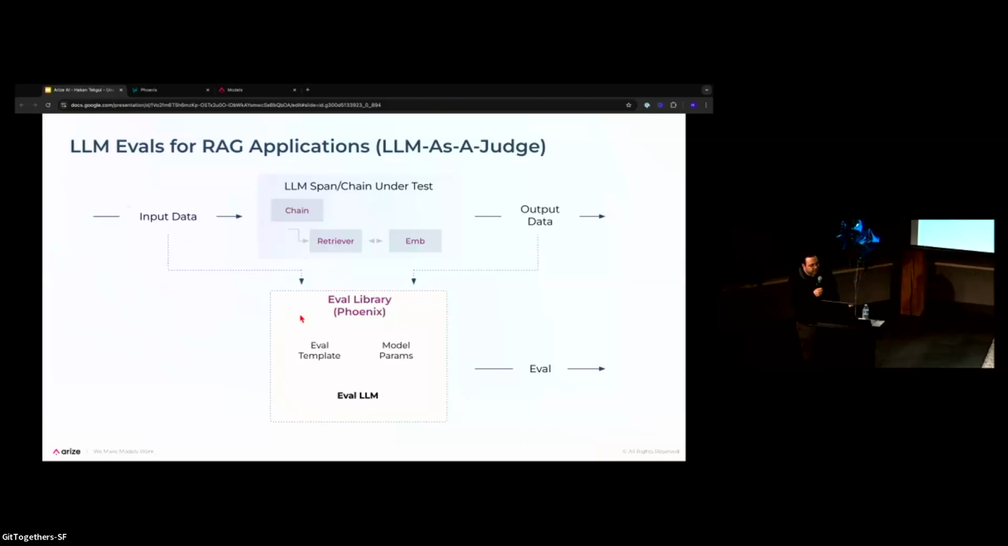This could be our Phoenix open source library or anything. Even Llama Index has their own evaluation library here. Then you're going to use another LLM as a judge to evaluate the input and output. The criteria for evaluation will be defined in the eval template here. So at the end, based on this eval template, an evaluation output will be generated.